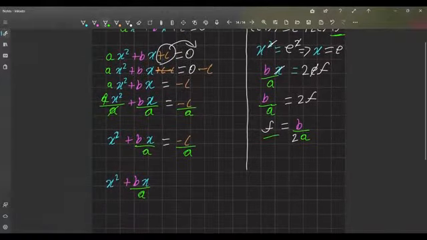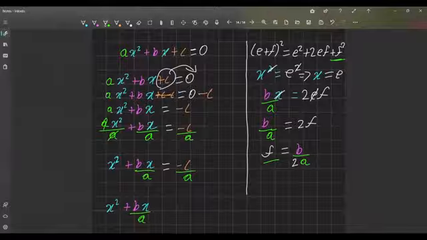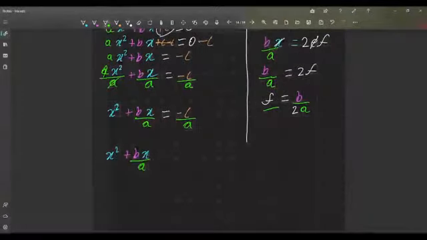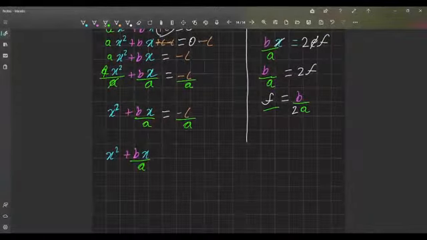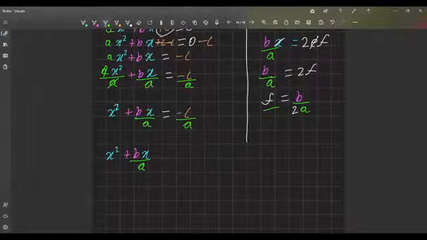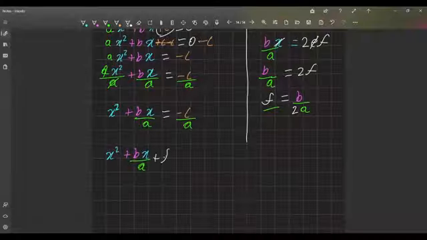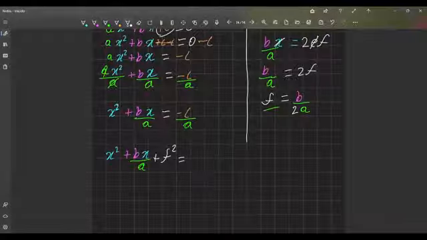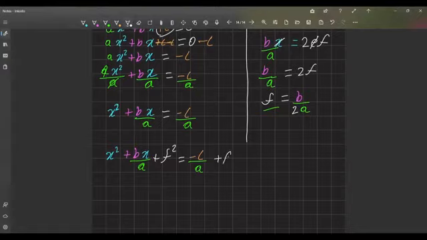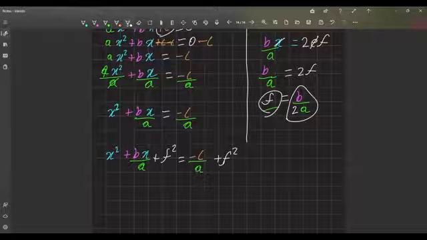Okay, so to get that f, I'll just have to add an f square on the left hand side, and if I add f square on the left hand side, I'll have to add the same f square on the right hand side. So plus f square is equal to minus c over a plus f square. Now we know that f is equal to this, so I'll just put this value into the f to get f squared.